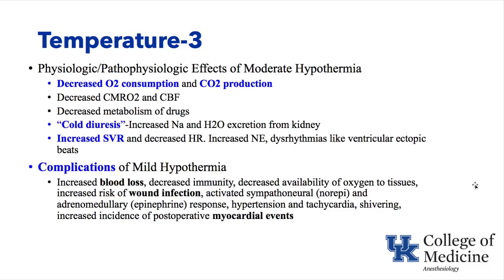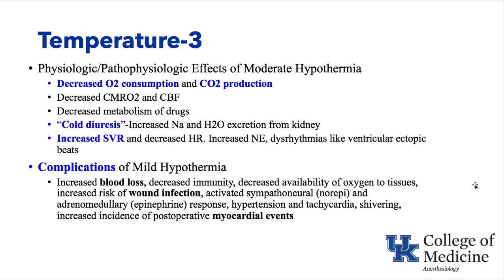Physiologic and pathophysiologic effects of moderate hypothermia. When a patient's cold, their oxygen consumption goes down and their CO2 production goes down. Blood flow to their head goes down because cerebral metabolism is decreased. And metabolism of some of our drugs can be messed up because the enzymes in the liver aren't working so good. The kidney often undergoes a cold diuresis. We start to make more urine as we're cold, partly because the enzymes that are involved in the kidney tubules don't work as well, and sodium water excretion from the kidney goes up, cold diuresis.